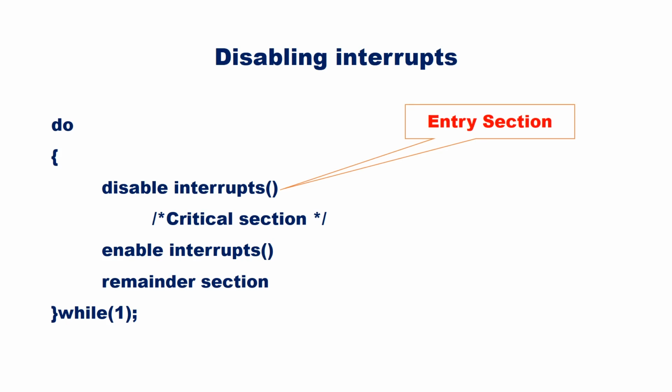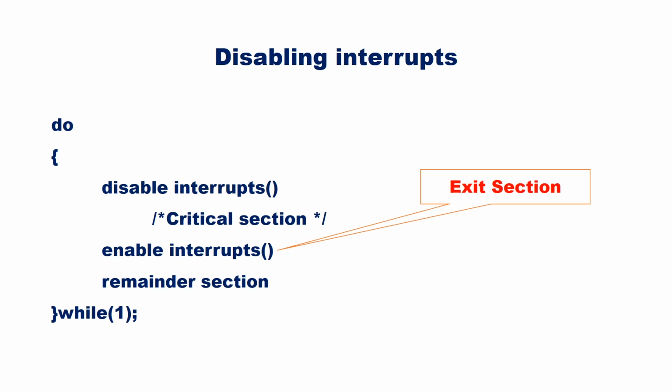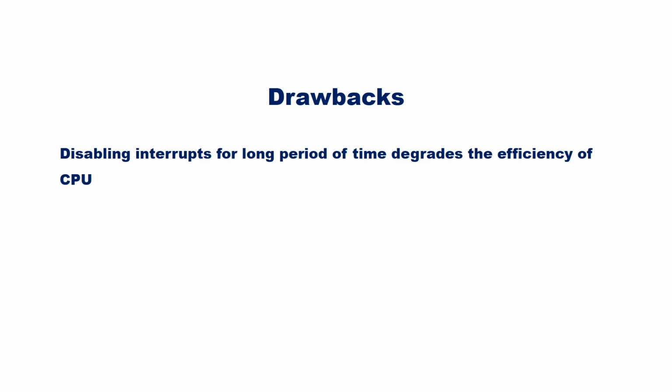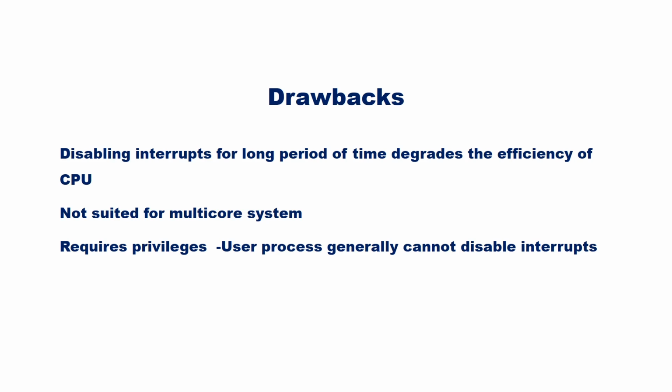Before entering the critical section, the interrupts are disabled, and on leaving, interrupts are enabled. When interrupts are disabled, context switch won't happen. Because of this, the critical section cannot be interrupted. This method is simple, but it has several disadvantages. Disabling interrupts for a long period of time degrades the efficiency of the CPU, and it is not suited for multiprocessor systems. Disabling interrupts requires special privileges. A user process generally does not have the privilege to disable interrupts. Hence, it is applicable only to kernel processes.